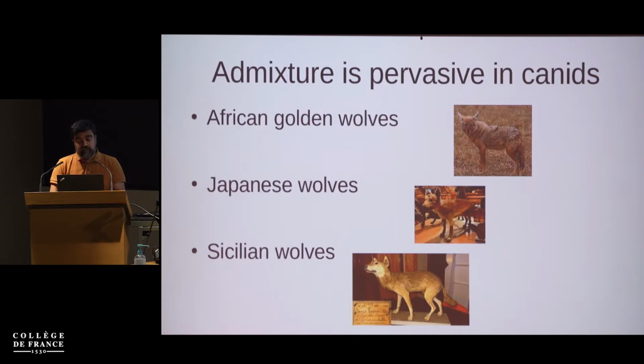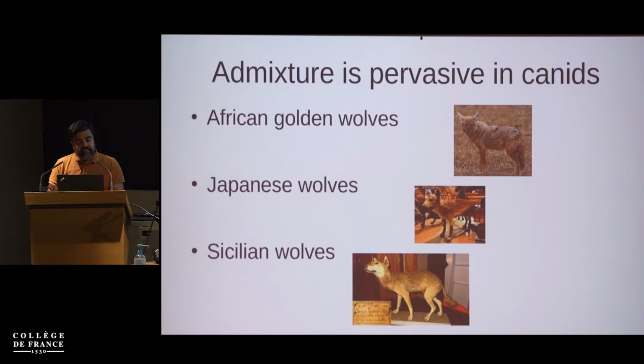Admixture is absolutely pervasive in canids. And this should come as no surprise to anybody here who's seen a dog behave, right? They're not very particular. So I'm going to talk about 3 different cases where admixture has given rise to either retained ancestry of lost lineages or hybrid speciation.